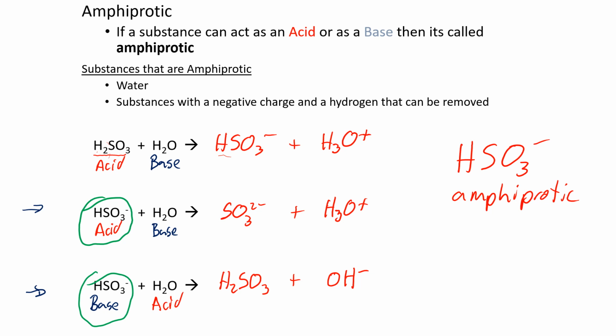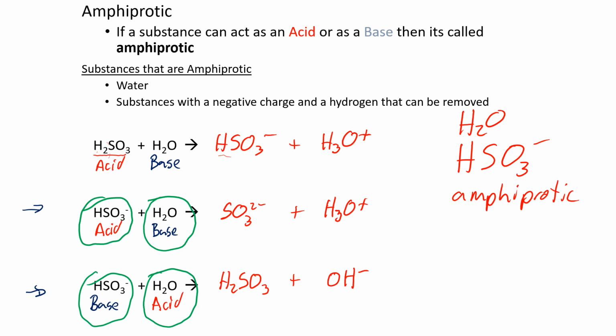Water is also amphiprotic. It has the ability to act as an acid and the ability to act as a base. Now you're probably wondering, okay, fine, then what is HSO3 minus? Is it an acid or is it a base? If you took HSO3 minus and threw it into water, is it going to act as an acid or is it going to act as a base? That'll come a little bit later. It'll be a little bit of a calculation to figure out what it's going to act like.